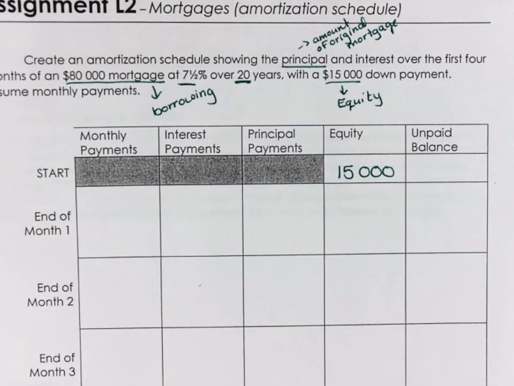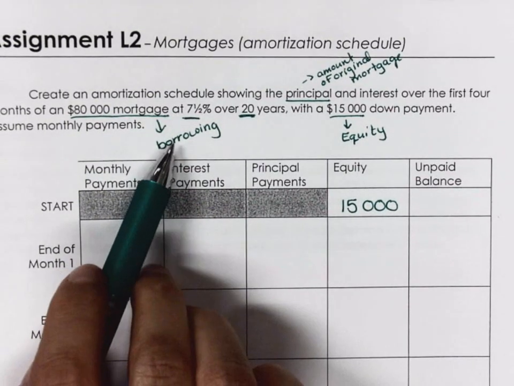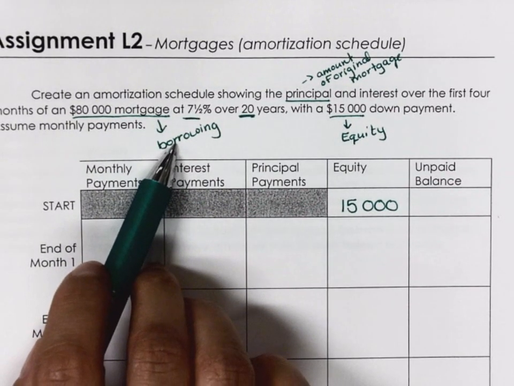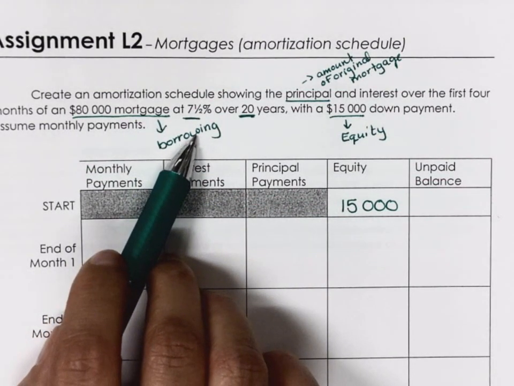So of that $95,000 house, what? Yeah. It's what we're borrowing. Yeah. B-O-R-R-O-W. That's a W-I-N-G.